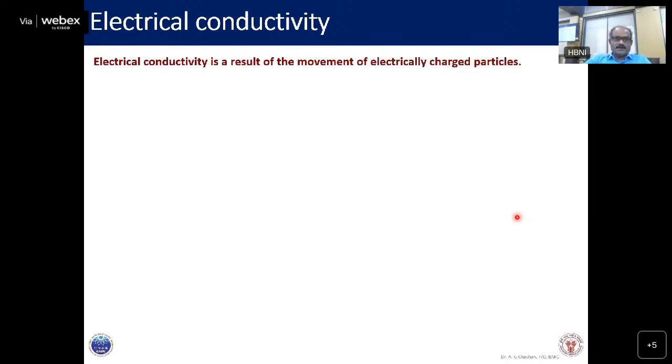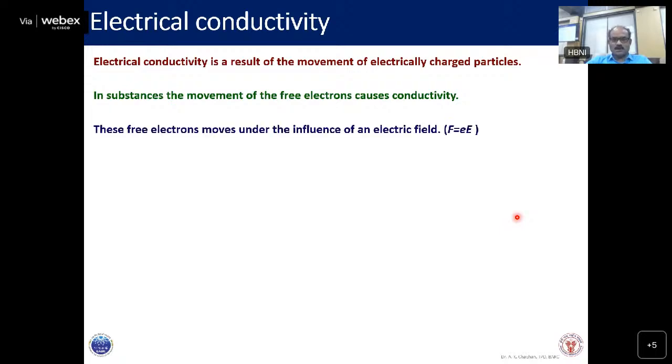Now, what is electrical conductivity? The electrical conductivity is a result of movement of electrically charged particles. In a substance, movement of the free electrons causes conductivity. When we say charged particles, normally in liquid we can have ions also, but in solid states we have free electrons, and movement of these free electrons causes conductivity. These free electrons move under the influence of an electric field, because once you apply an electric field, only then does an electron experience a force.